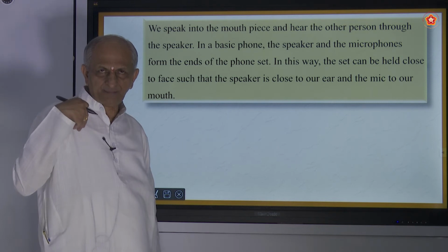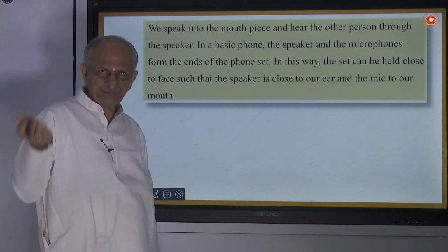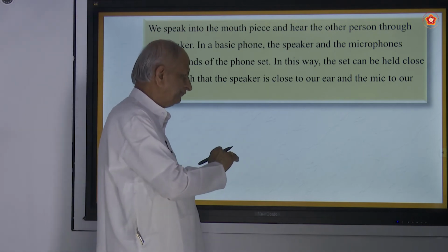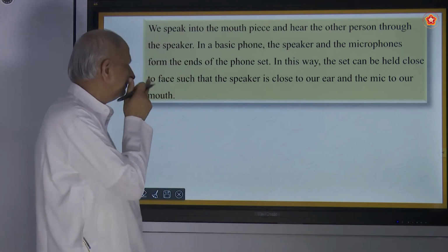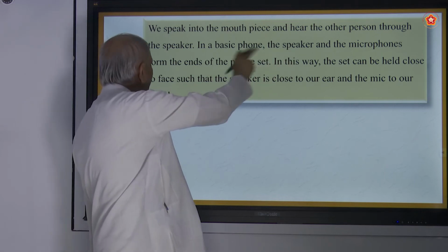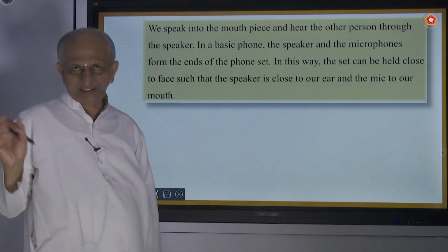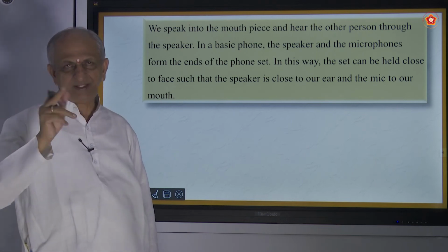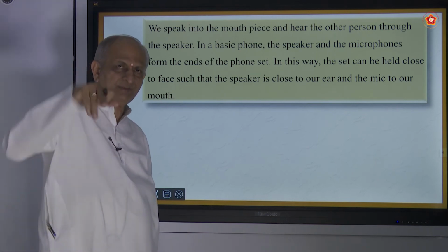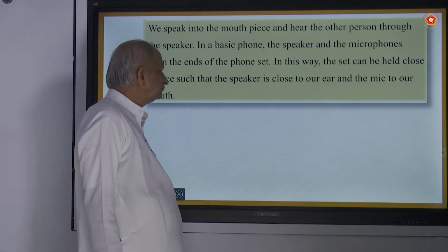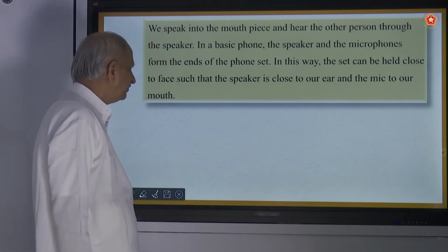So our mic will be there, and the speaker is also there. When you speak through the mic, we hear through the speaker. The speaker and the microphone form the ends of the phone set. So at our set there will be both speaker and mic. Similarly, the other party will also have a mic and a phone set.